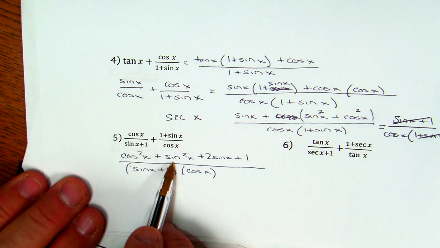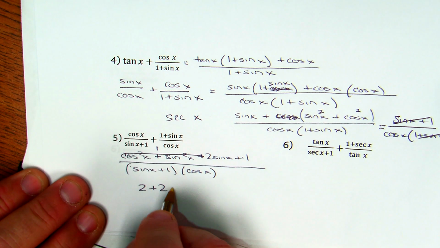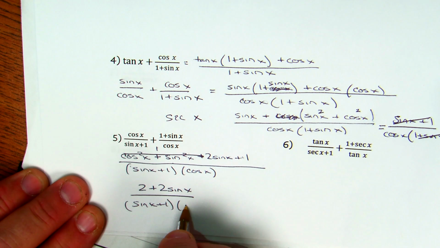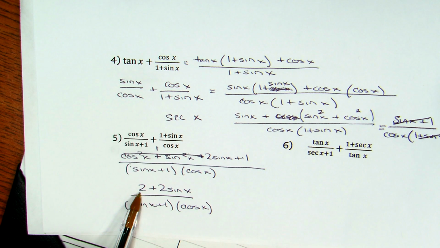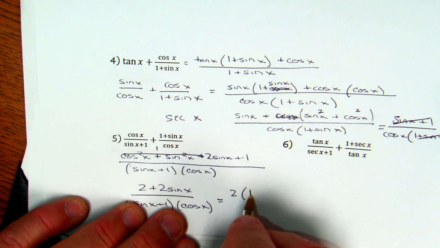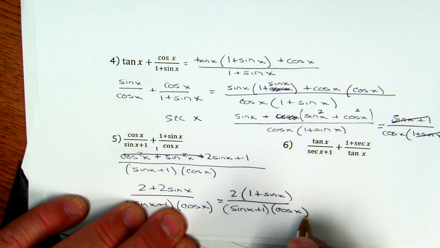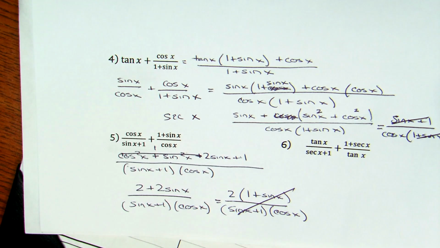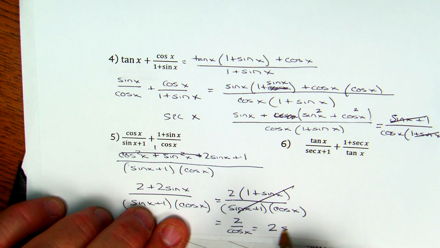Again, cosine squared x plus sine squared x is equivalent to 1. 1 plus 1 is 2. So 2 plus sine x over sine x plus 1 times cosine x. What number do both of these have in them? 2. I can pull that out. What does the 1 plus sine x and the sine x plus 1 do to each other? Cancel out, leaving you with 2 over cosine x, which is the same thing as 2 secant x.